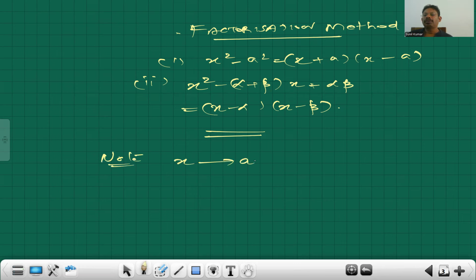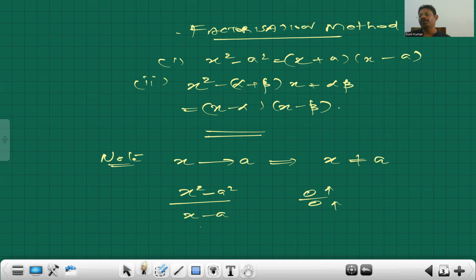x approaching a means this x need not be equal to a. So what happens here? In x square minus a square divided by x minus a, actually this is not 0 by 0. The numerator is approaching 0 and the denominator is approaching 0; that is the meaning. Both values need not be 0 because x never becomes a.